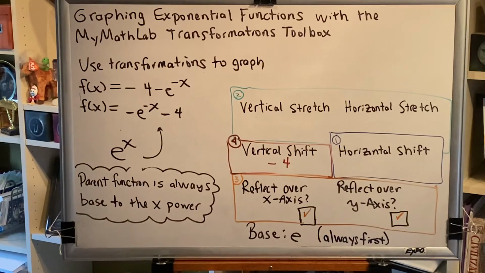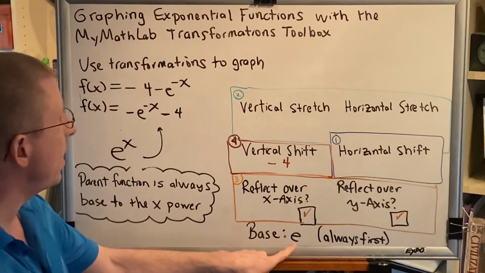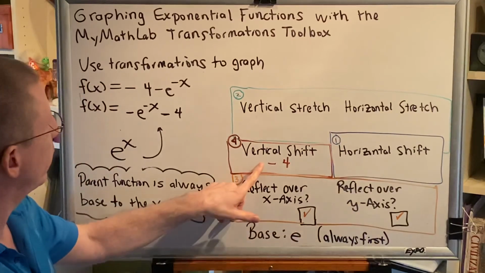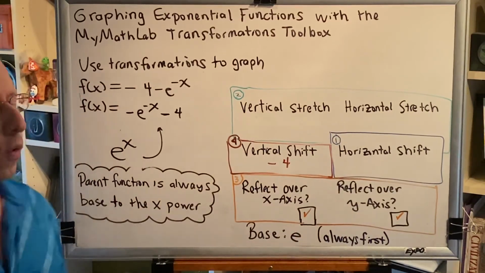Let's just briefly recap. First thing, put your base of e. Then next, check both reflections boxes. Then finally, adjust your vertical shift slider to -4 and hit submit.